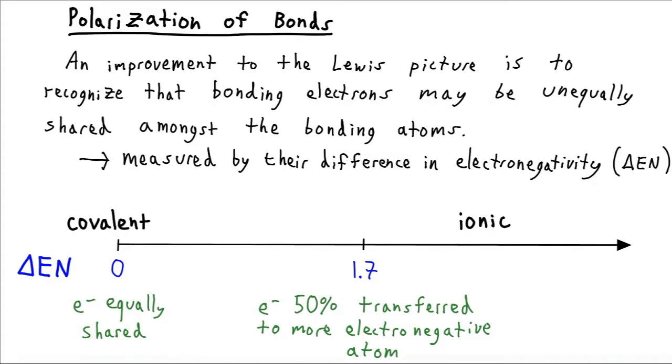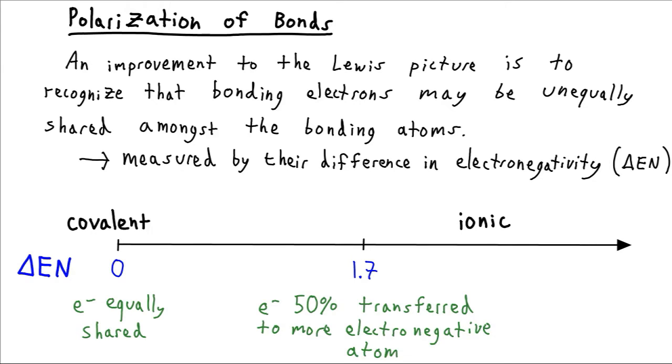Our Lewis picture is very qualitative in nature, and it tells us how many bonds we've formed, what kinds of bonds there are. It tells us about lone pair electrons, but it doesn't innately give us information about the bonds, what differentiates bonds between different elements.